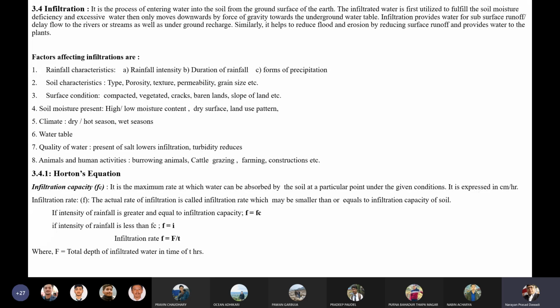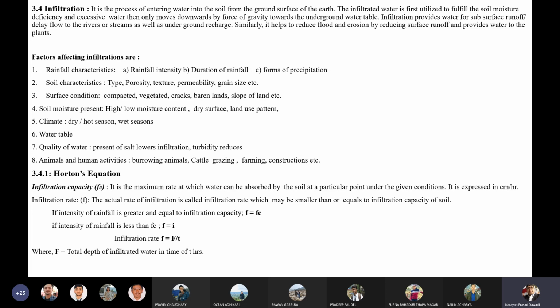The three causes are: it helps to recharge the underground water table; it helps to control the flood in the stream or river by providing seepage of the precipitated water into the ground without providing a sufficient amount of surface runoff; and third, it helps to provide water to the soil, so that the water can be utilized by the crops. Now, factors affecting infiltration.